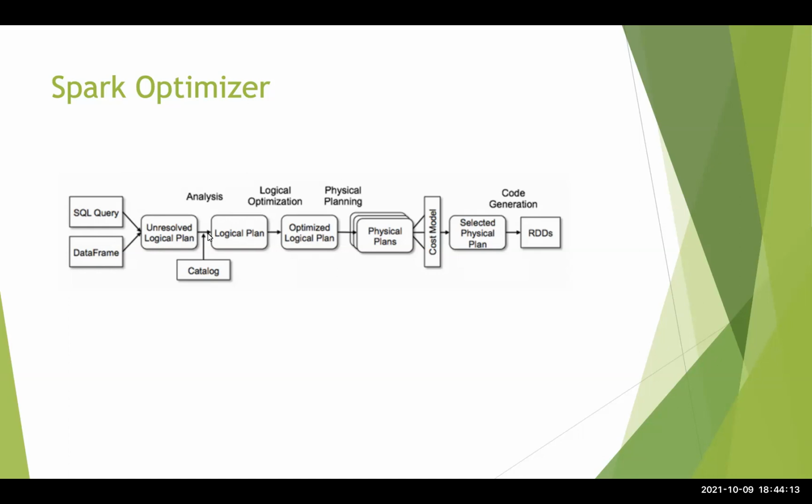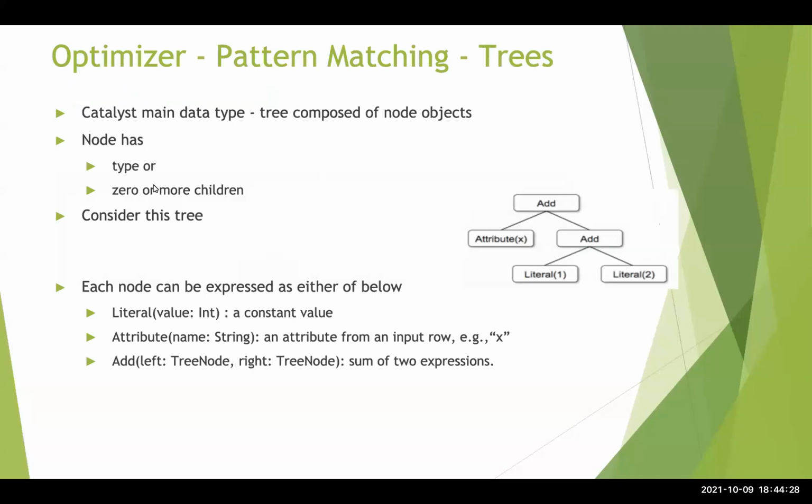Now, for rules to run, it takes a tree as an input. Some rules are running here, some rules are running here, some rules are running here. So at every place, a tree is an input and another tree is an output. So what happens during that time? Consider this tree: a node has a type and 0 or more children.